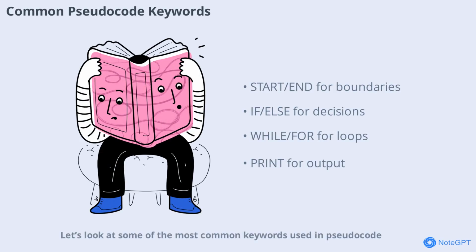Let's look at some of the most common keywords used in pseudocode. These include start and end to mark the beginning and end of your algorithm, if and else for decision-making, while and for loops, and print or output to display results. Using these keywords helps structure your pseudocode and makes it easier to convert into real code later. They act as signposts, guiding you through the logic step by step.